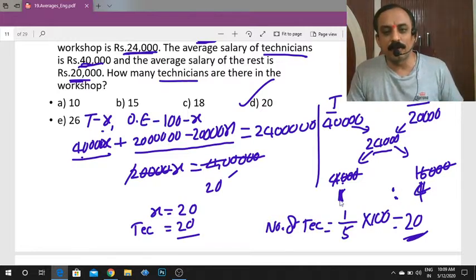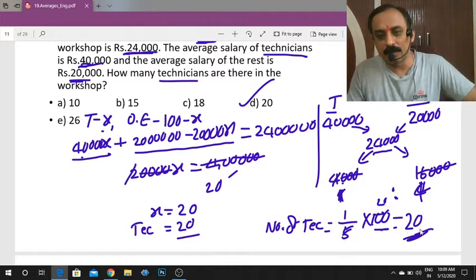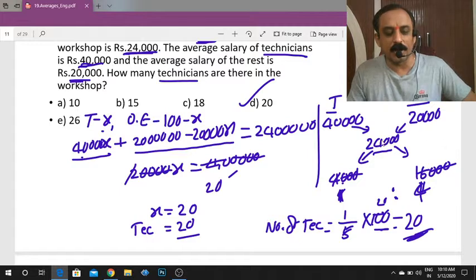The number of technicians is 1 part out of 1 plus 4, which is 5. So 1 by 5 into the total. How many employees are there? 100 employees. So 1 by 5 into 100. 5 twenties are 100. Therefore, the number of technicians is 20. If the number of technicians is 20, how many other employees are there? 100 minus 20 is 80. This is the shortcut method.